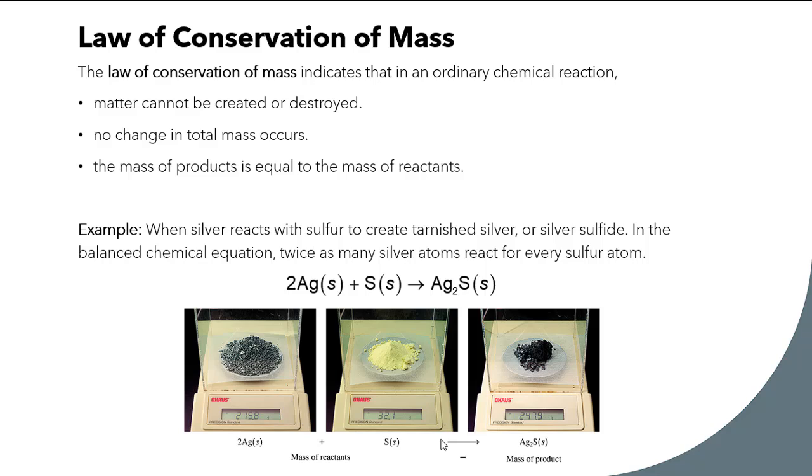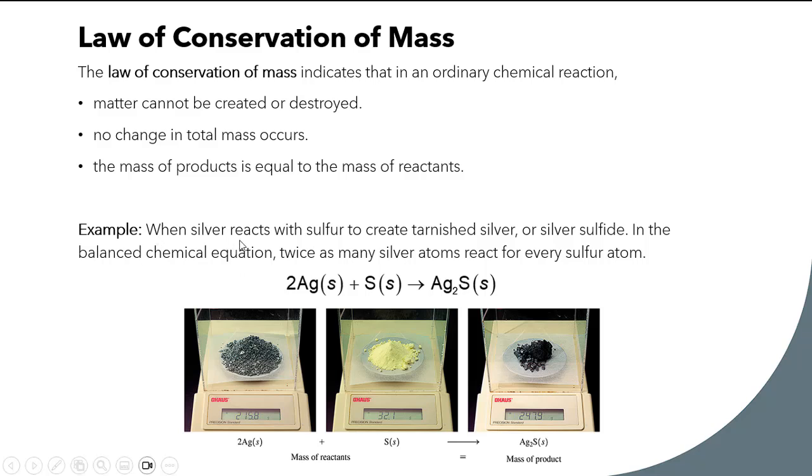So the first thing we need to address is something called the law of the conservation of mass. This is why chemical equations have to be balanced, and this is what's going to give what we call our stoichiometry of the reaction. So the law of conservation of mass indicates that in an ordinary chemical reaction, matter cannot be created or destroyed. Therefore, there is no change in the total mass, and therefore the mass of the products must be equal to the mass of the reactants.